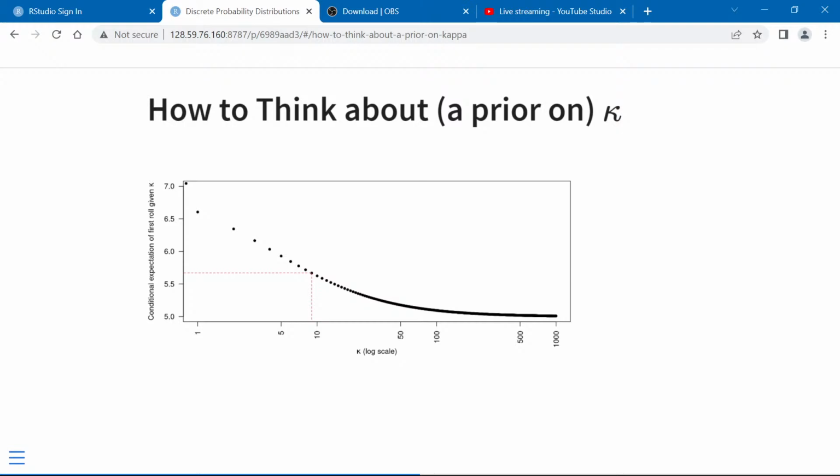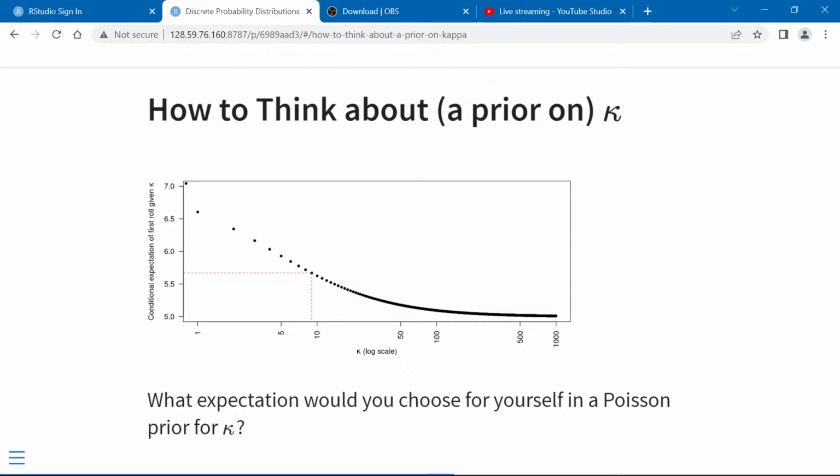And so if you think to yourself, what expectation would you choose if you were bowling, using the Poisson distribution, which is the only one that we've talked about so far that is applicable for a non-negative integer random variable, which is what we are treating kappa as. So if you think to yourself, well, how many pins could I personally average in the first roll of a frame of bowling, that gives you some value along the vertical axis. And you go over to the nearest point on the curve and then down to the horizontal axis there. That would give you a way to choose the expectation in a Poisson prior over kappa.